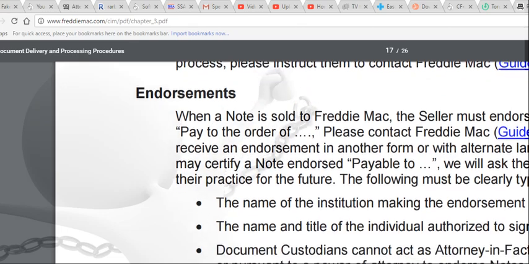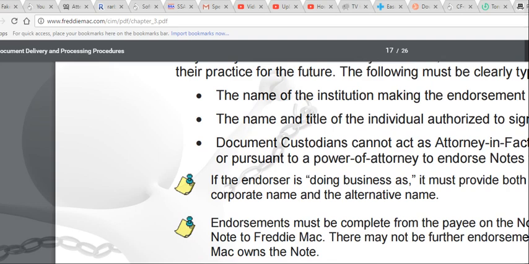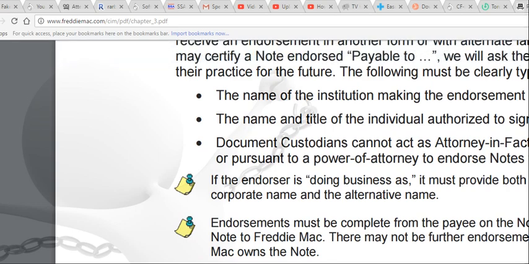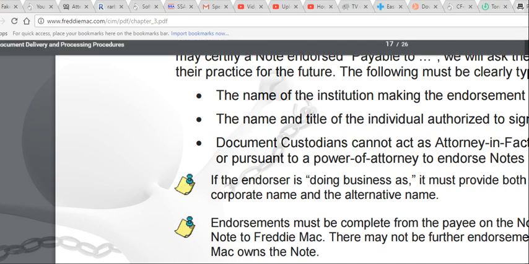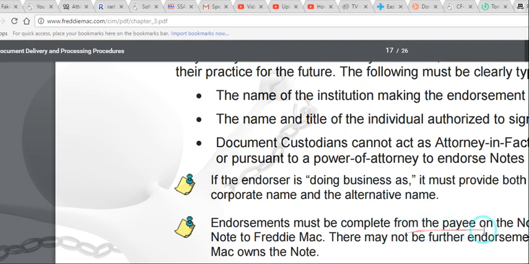You're the one selling the note to the bank, because you need to understand your note is a promissory note. You are selling that note to the bank. That is your check. You are promising to pay. Endorsements must be complete from the payee on the note to the seller of the note to Freddie Mac. There may not be further endorsements as long as Freddie Mac owns the note.